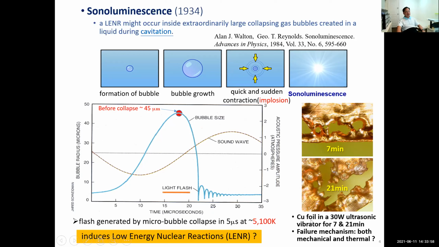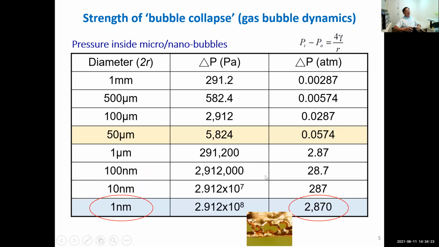It's made by the ultrasonic vibrator, and it got the material of the copper foil. It's a break, and if you look at the failure mechanism, I think both mechanical and thermal effects play a role in such damage. And if you look at the strength of bubble collapse from gas bubble dynamics, if the bubble size is 1 nanometer, the pressure difference across the bubble will be nearly 3,000 atmospheres. And this can create tremendous heat, the effect of cavitation on something like the copper foil damage.